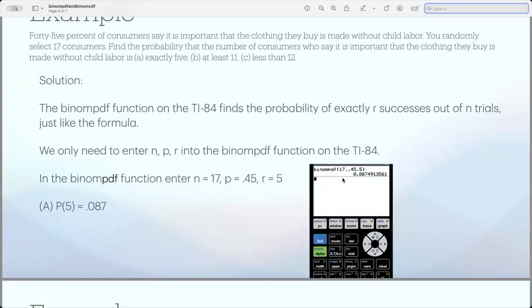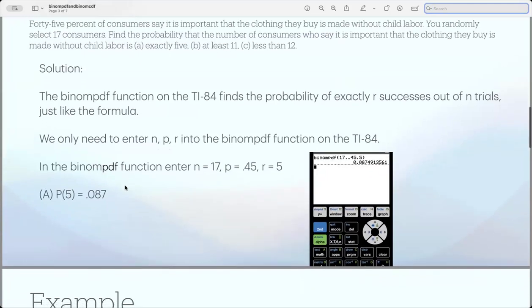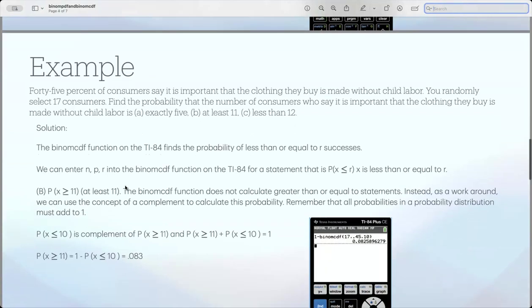So again, you can use BinomialPDF to find exactly 5 successes. Anytime it says exactly r successes, you can use the BinomialPDF function. Let's go on to part B now.